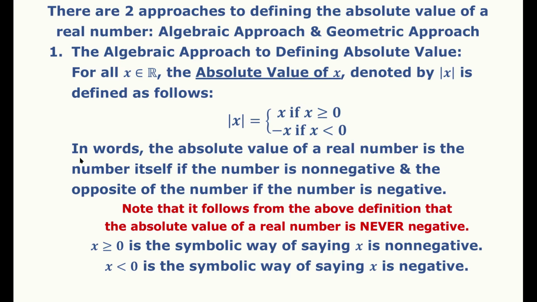In words, the absolute value of a real number basically is the number itself. See, absolute value of x is x. That means the number itself if this happens. What does that mean? X greater than or equal to 0. Well, the mathematical interpretation of that is that x is non-negative.